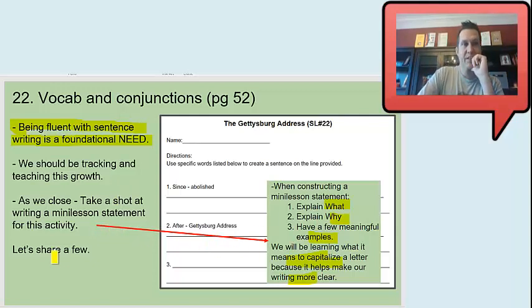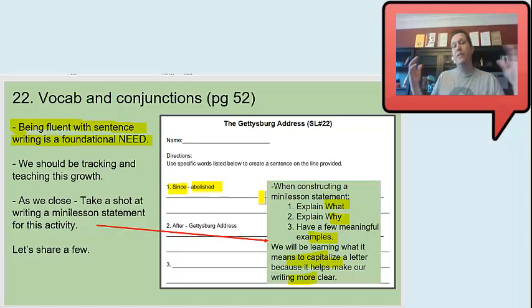As we close, I'm not going to have you take a shot at a mini lesson for this one, but you can see vocab and conjunctions. In this one, we're going to give them a conjunction, and then we're going to give them a vocabulary word. It's flip-flop of the one we did previous. So you can see they're going to start with that subordinating conjunction, and then they're going to have to talk about the word abolish in there.